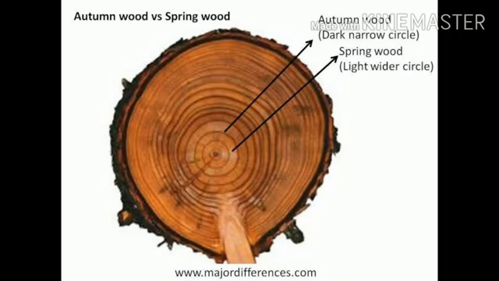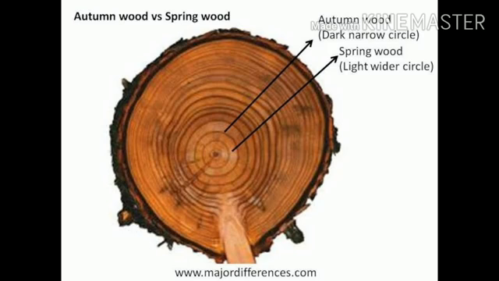So dear students, in our previous video we have studied the two types of wood, that is autumn wood and spring wood, as you can observe here in the picture. Spring wood is formed during a favorable period of growth. However, autumn wood is formed during an unfavorable period of growth. The details of spring wood and autumn wood we have already studied in a previous video.